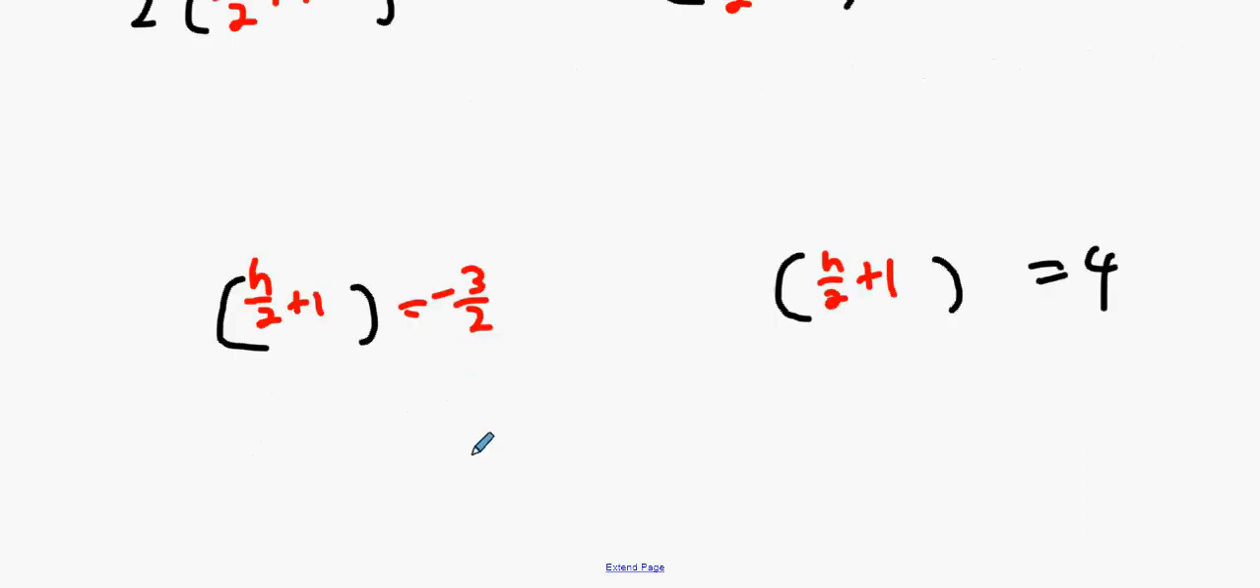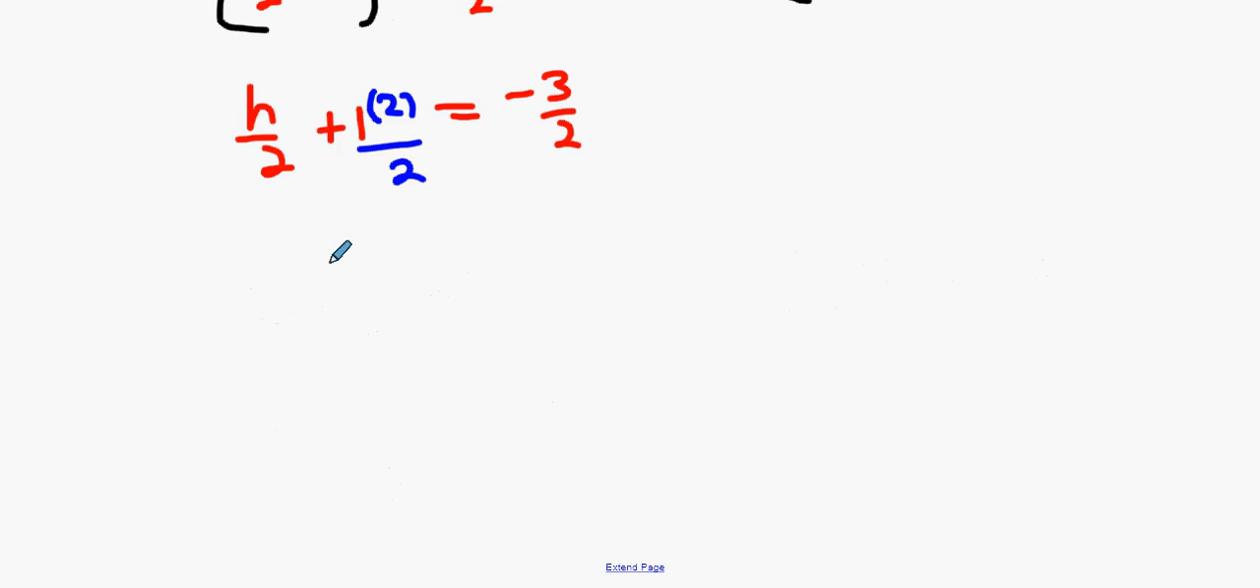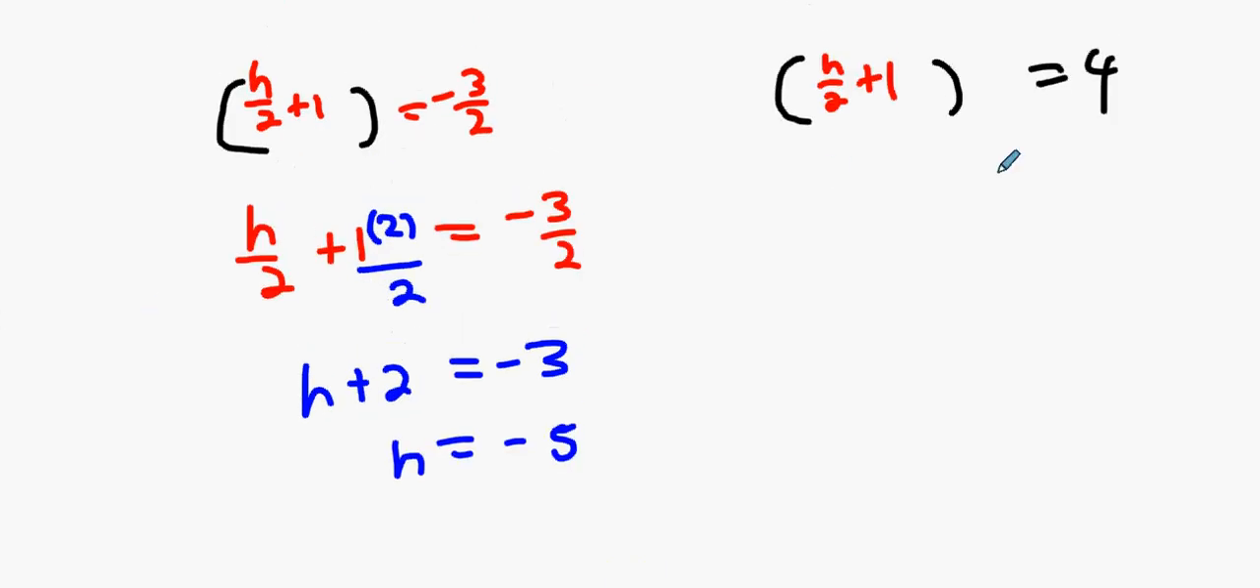Now, h over 2 plus 1 equals minus 3 over 2. I need to get them a common denominator. What's the common denominator? 2 on the top and 2 on the bottom. And then what do we get? h plus 2 equals minus 3... h equals minus 5. Is that alright? h equals minus 5. What about the other one?